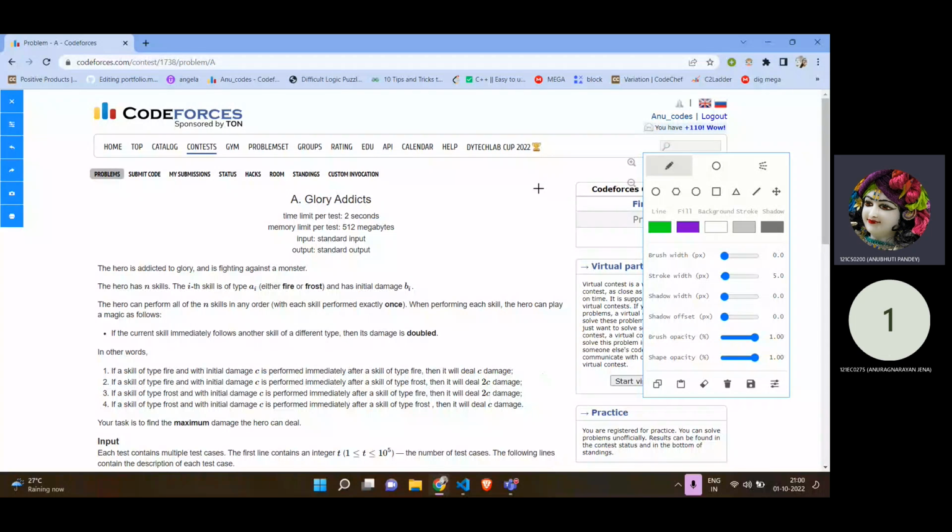Here we were given that a hero is fighting against a monster and has n skills. The ith skill is of type a_i, and he can perform all the n skills in any order. Means you can change the order according to you.